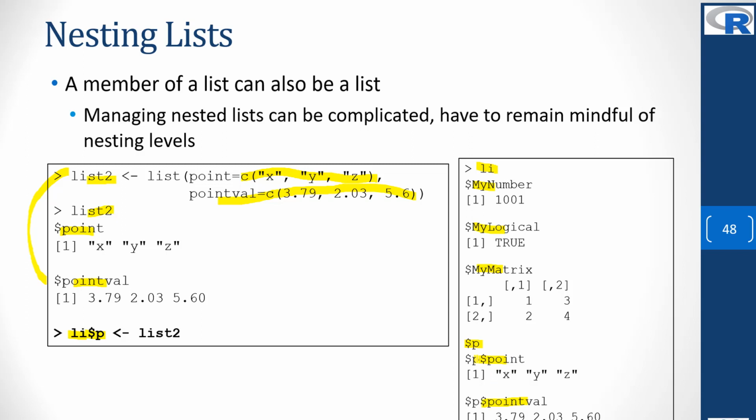And so you see it splits out that list into its constituent elements as well when it's displaying it. And it uses this two-level $ notation. $P is the name of the element in the top level list, and then each sub-element that's in that list is $point and $point value. So it's $P, $point, and $P, $point value.